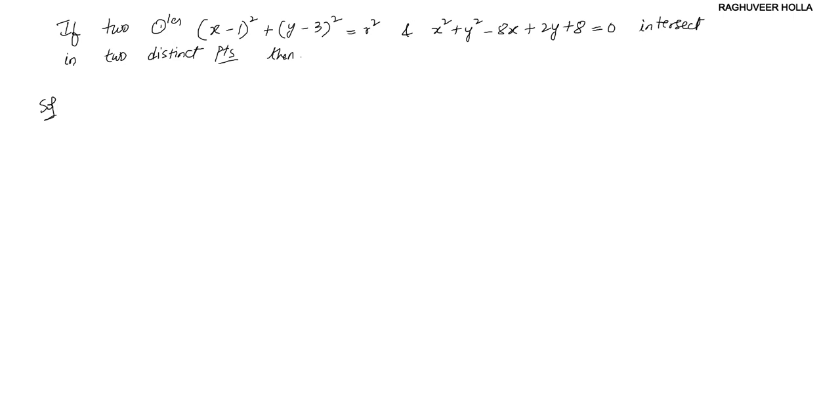Okay, let us move on to the next problem. Read the question carefully. We have two circles here. Let us take the radius of the circle with respect to C1 as R1 and with respect to C2 as R2.